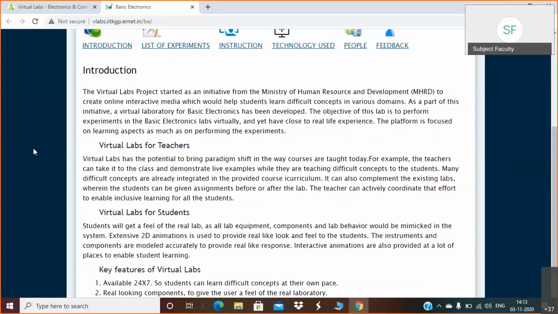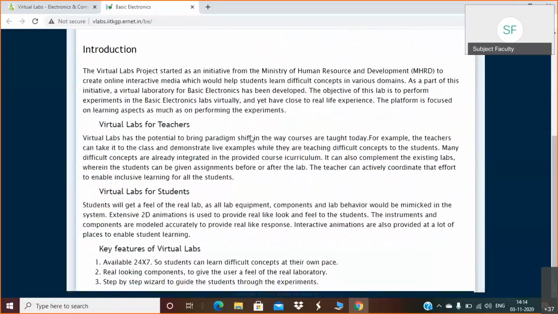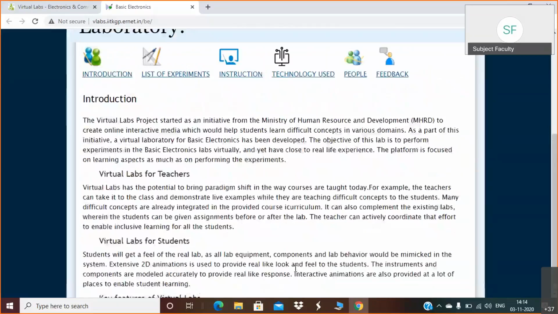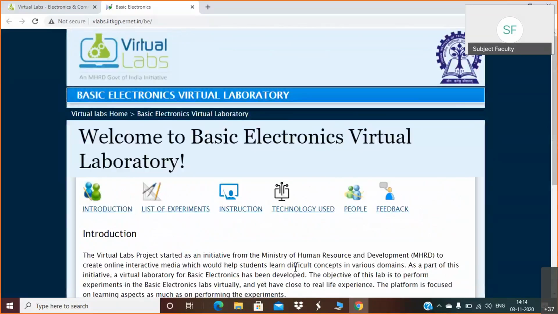So the platform is focused on learning aspects as much as on performing the experiments. Again, these are a few key features of virtual labs. These are available 24/7, and students can learn difficult concepts at their own pace. There are many features of these virtual labs. So now let us move straight towards the list of experiments.